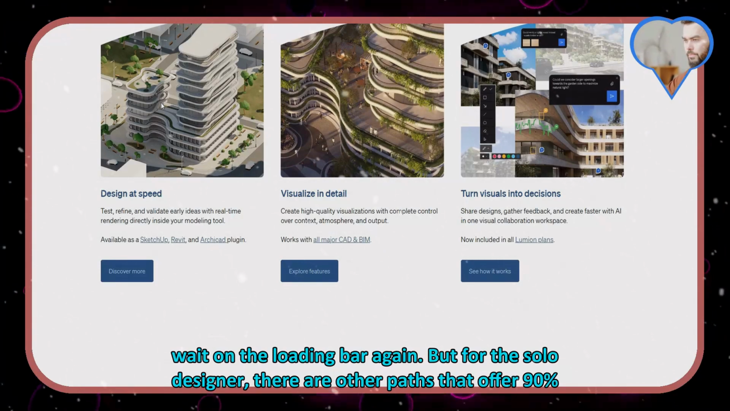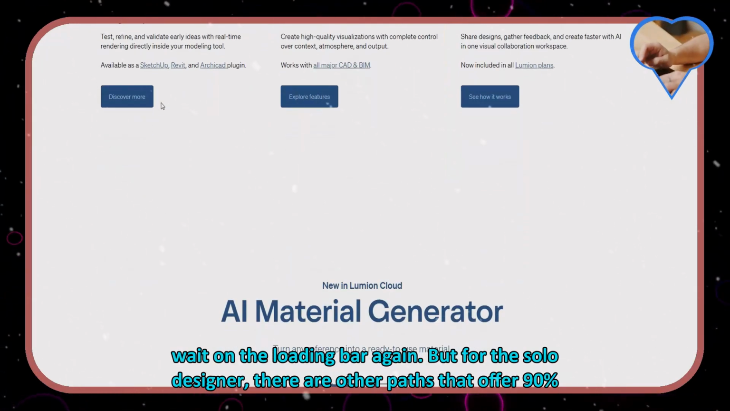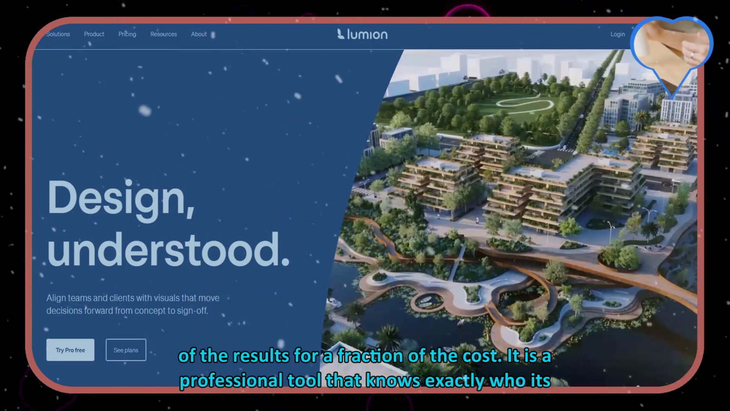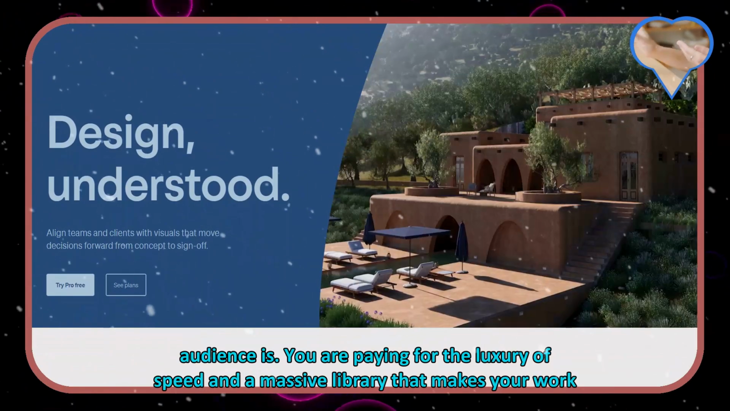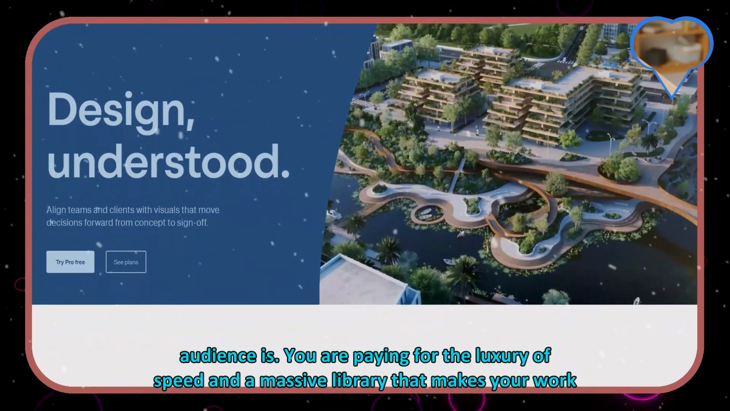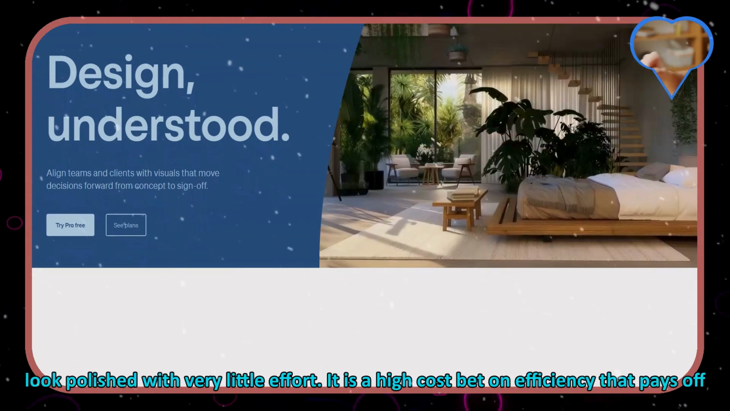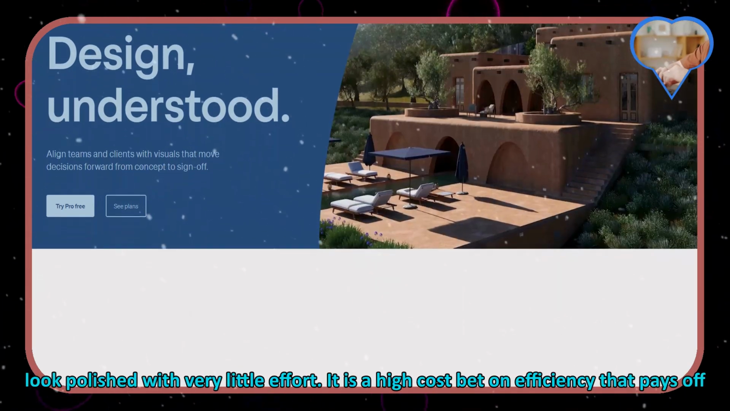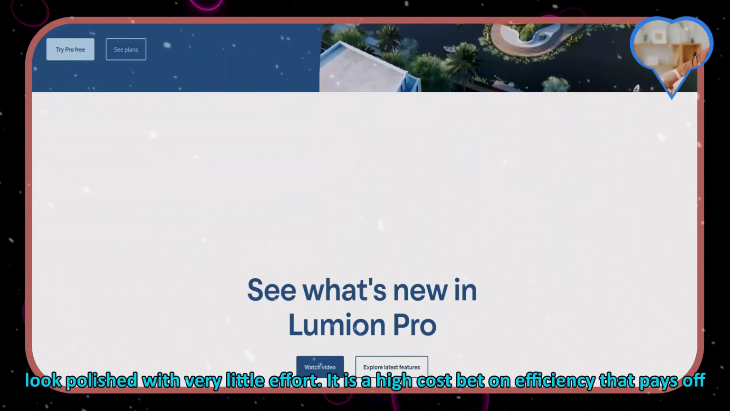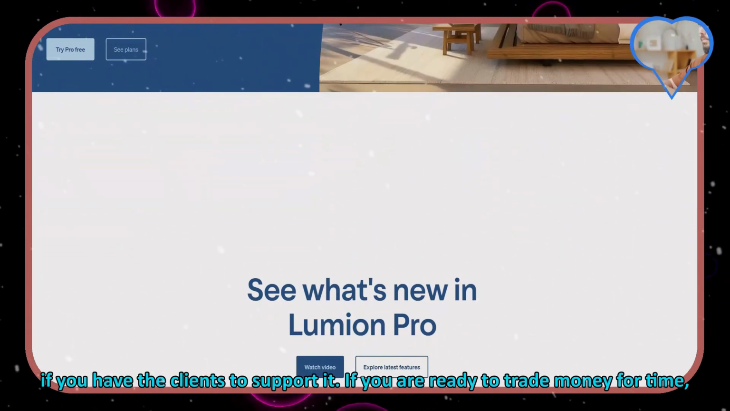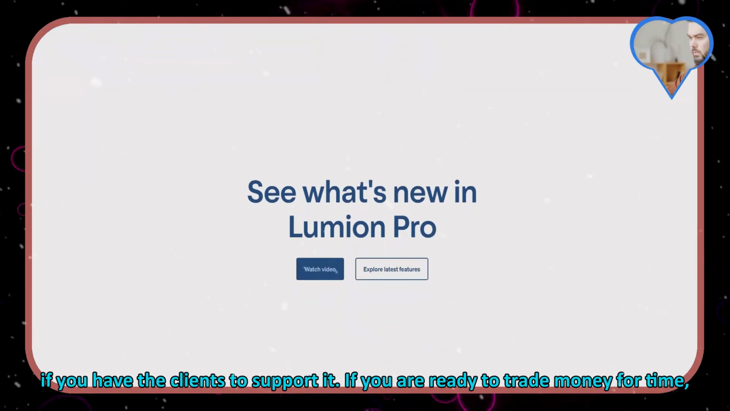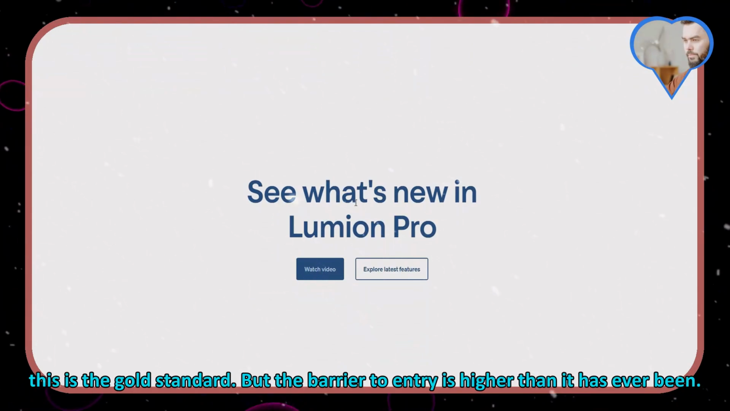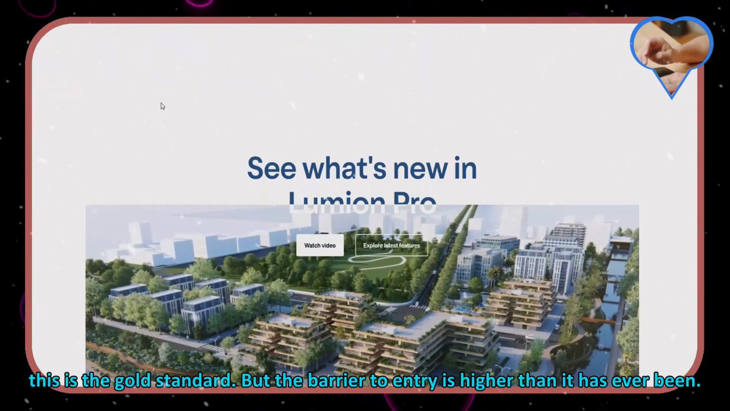But for the solo designer, there are other paths that offer 90% of the results for a fraction of the cost. It is a professional tool that knows exactly who its audience is. You are paying for the luxury of speed and a massive library that makes your work look polished with very little effort. It is a high-cost bet on efficiency that pays off if you have the clients to support it. If you are ready to trade money for time, this is the gold standard. But the barrier to entry is higher than it has ever been.